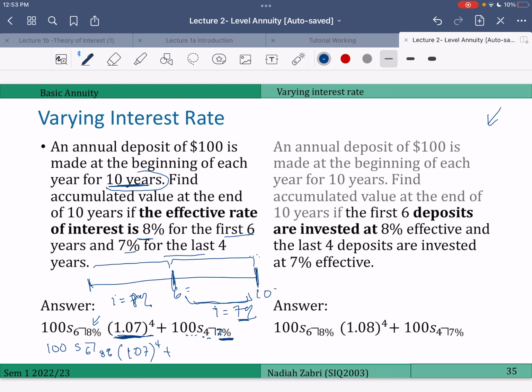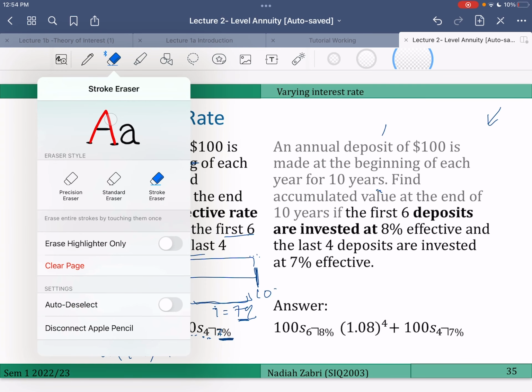Next type of varying interest rate is the same criteria. An annual deposit of 100 is made at the beginning of each year for 10 years. Oh, one thing you need to be careful: this one is the beginning of each year, okay? So I have to actually write it as follows. Why don't we just change this to end of year. So this example is suitable for end of year.